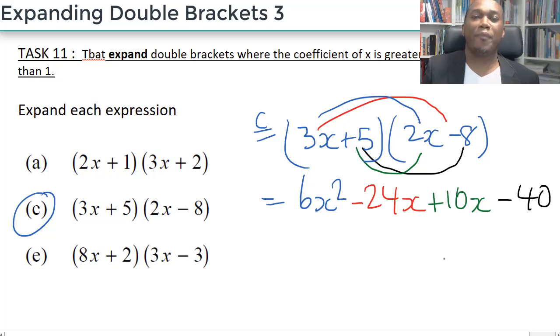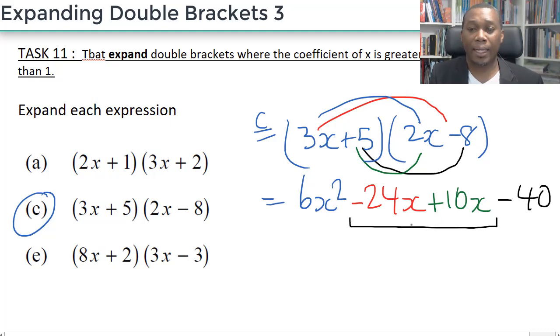Have you done all? You should have 4 multiplications. Do you have your 4 multiplications? Were they done right? You check quickly, and then you simplify. Last step. It says expand, but part of the expansion process for double brackets is simplifying, collecting like terms in the middle, the x terms.